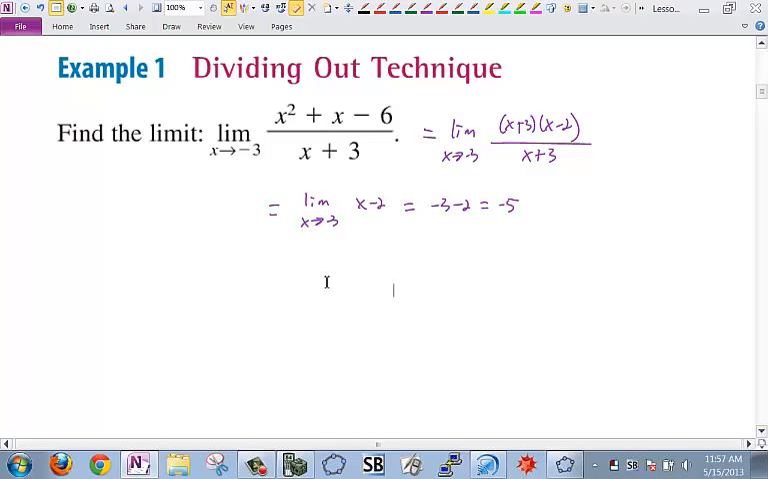So I direct substituted into this function. The real question is, how do I know evaluating this limit will give me the answer to this limit? It's because the only difference between this function here and this function here is 1 point. Changing 1 point is not going to change limits.